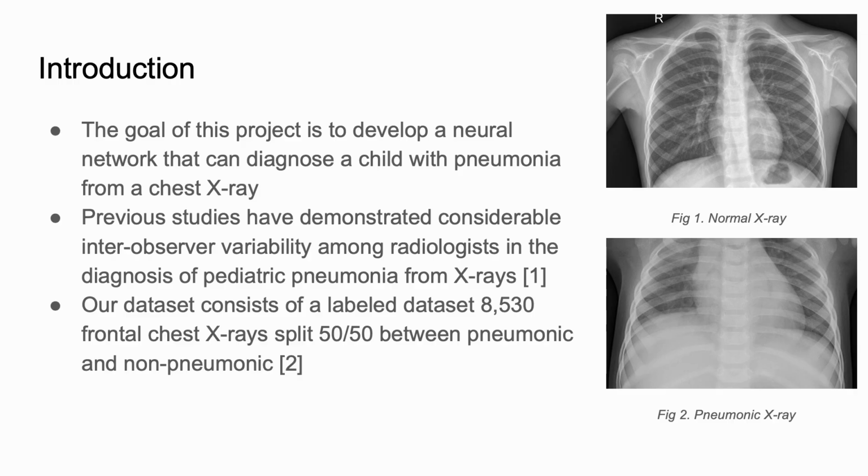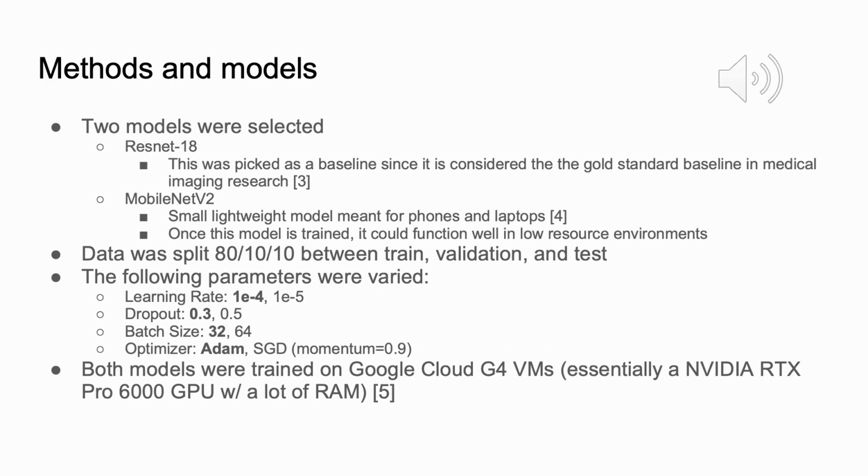Our data set consists of a labeled data set of approximately 8,500 frontal chest x-ray images, split 50-50 between pneumonic and non-pneumonic x-rays. For this project, we used two convolutional neural network architectures, ResNet 18 and MobileNet V2. ResNet 18 was selected as a baseline because it's widely used in medical imaging and it provides a strong benchmark for performance. Its residual connections help stabilize training and allow the model to learn deeper representations. MobileNet V2, on the other hand, is a more lightweight model designed for mobile and low-resource environments.